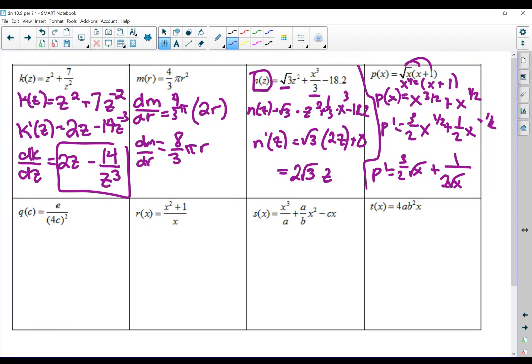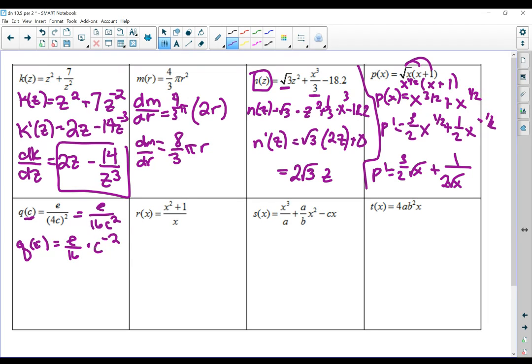Okay, same with q. So notice here that the input variable is c, which means e is a constant. It's why we don't call functions e or use e as an input variable. But what I'm going to try to do is clean this function up. So I'm going to go ahead and rewrite that as 16c squared. Like I'm going to distribute the square in. And then before I take the derivative here, I'm going to make this e over 16, because that's the constant, times c to the negative 2.